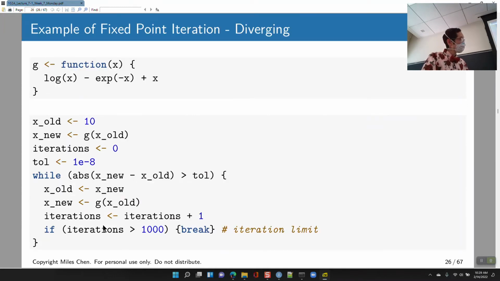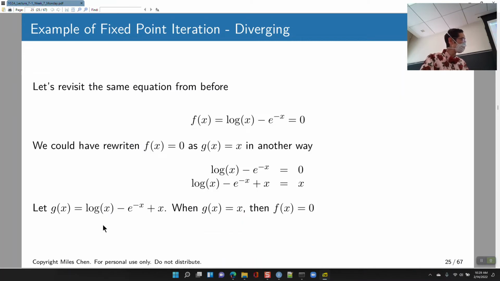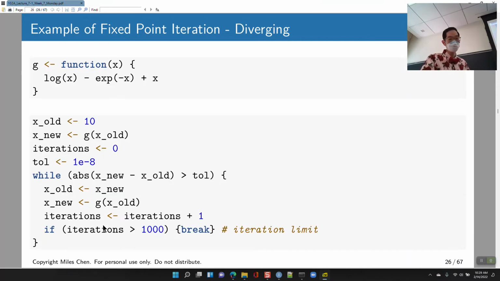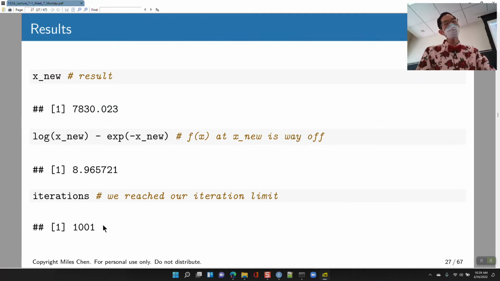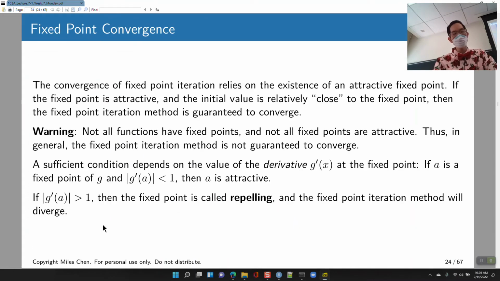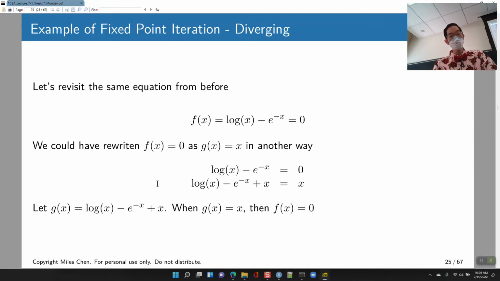And so there are lots of ways to do it. Some of them are going to work, and others aren't going to work. Early on, it's a little bit of trial and error. You can use this principle that g prime needs to be less than 1 for it to be an attractive fixed point. And just by looking at this, we can see that the derivative of this is going to be greater than 1.